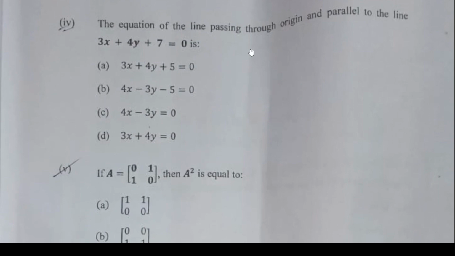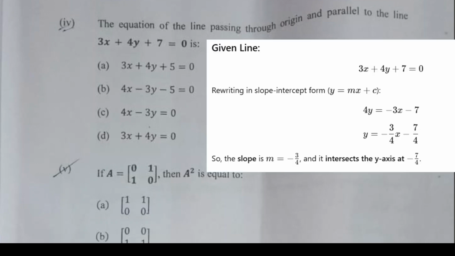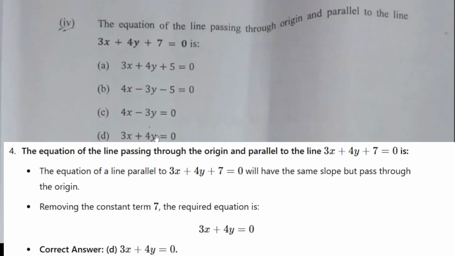The equation of the line passing through origin and parallel to the line. Passing through the origin means there will be no x-intercept and y-intercept. This is your passing through origin. There will be no x-intercept and y-intercept. And this is your y equal to mx plus c. There will be no y-intercept, so there will be no constant term.